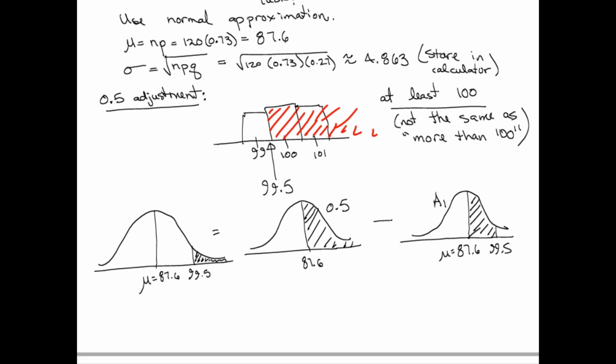This is how we're going to do it. So what we need to do then is we need to find the z-score for 99.5. So we'll do x minus the mean divided by the standard deviation. 99.5 minus 87.6 divided by about 4.863. You should use the number that was stored in your calculator for that standard deviation. And you should get about 2.45. If your table only goes to 2 decimal places, that's what you'll round to.